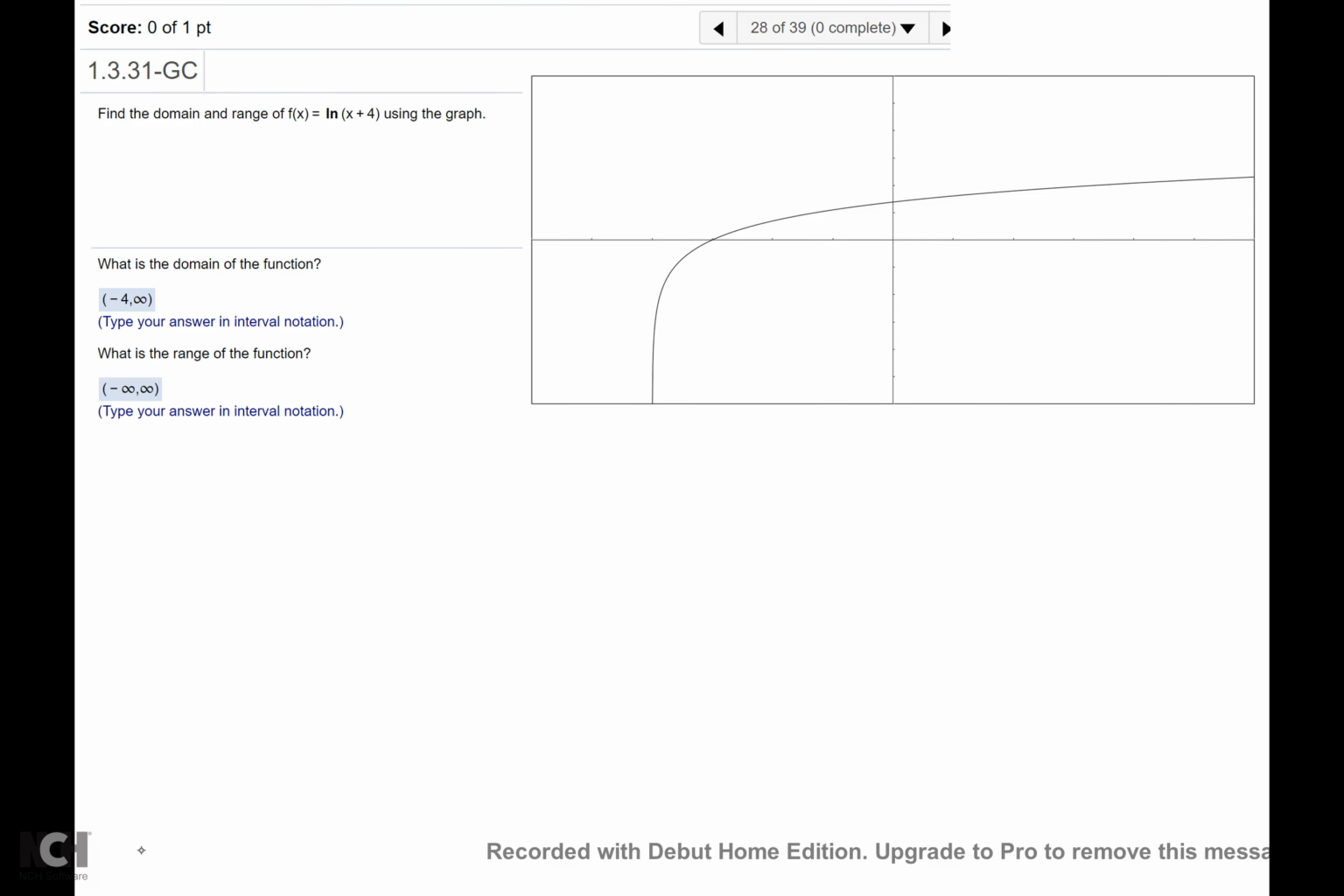Okay. All right, it says find the domain and range of the ln of x plus 4 using the graph. If I look at the graph, again, trying to figure out what they're counting by, negative 1, negative 2, negative 3, I'm assuming negative 4, but that's because I can see the answer. All right, so I can tell that for my domain, it doesn't include negative 4, because this isn't actually going to touch it, so it's round bracket, negative 4 to infinity. My range, this thing continues down forever, and this is going up forever, so my range would be negative infinity to infinity.